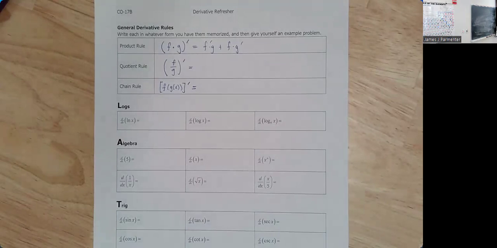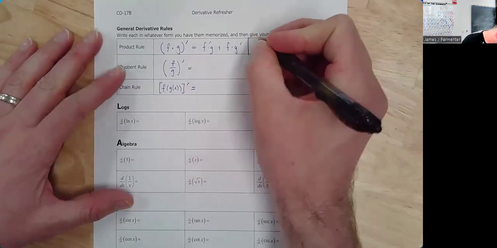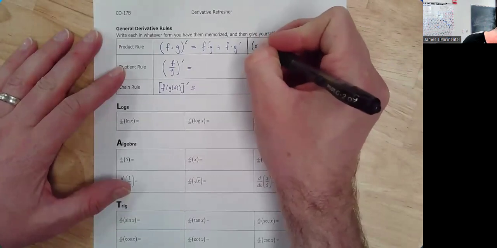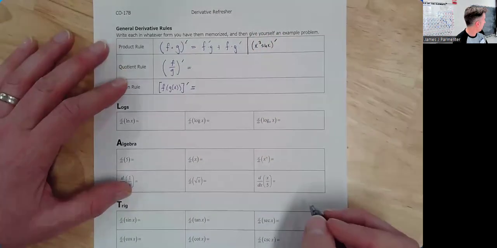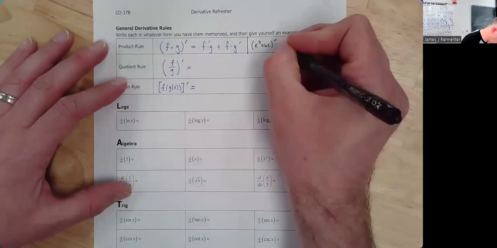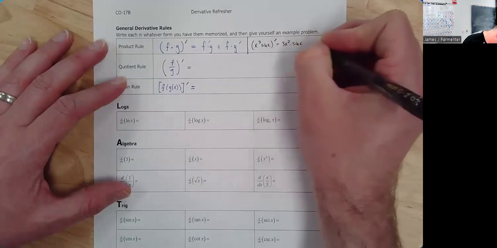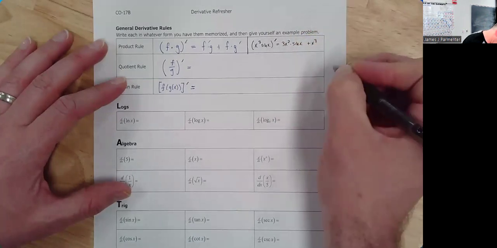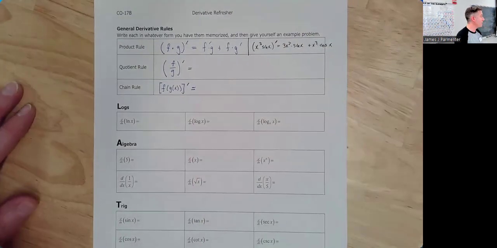And then the example of this could be something like finding the derivative of x cubed times sine of x. So the derivative of x cubed times sine of x would be 3x squared times sine of x plus x cubed times the derivative of sine, which is cosine of x. There's a product rule example, but you might have made up something else or not at all. Totally fine.